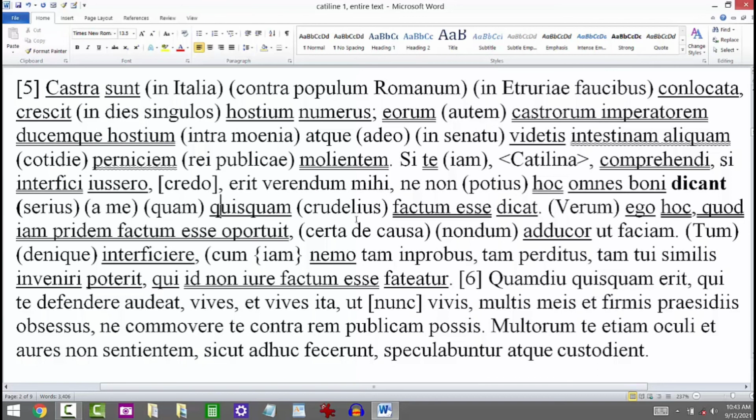So then, finally, you will be killed when now, or when at that time, no one so lacking in morals, improbus, or abandoned, so lost, so similar to you, will be able to be found who might confess it not to be done by right. All right, so by the time you are killed, Catiline, everyone will agree that it was done justly, is the idea, you see?